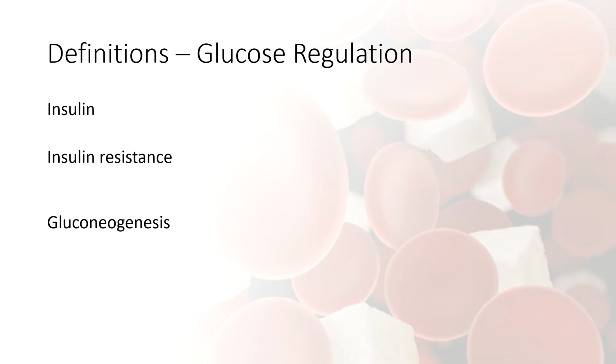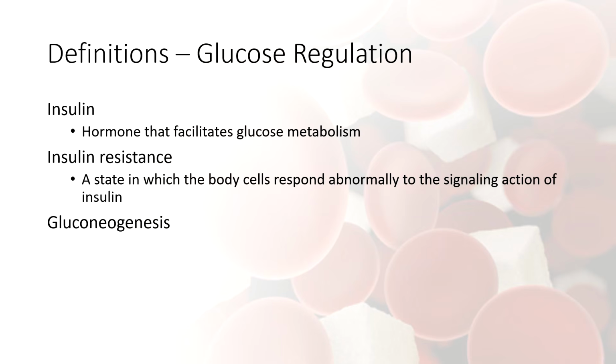Let's move on to a couple other ones. Insulin is the hormone that facilitates glucose metabolism. You're going to hear that all the time. You're going to hear about type 1 diabetics and how they need to have insulin all the time. We're going to talk about type 2 diabetics and the occasional need for them to have insulin to control their blood sugars, right? Insulin resistance is a state in which the body's cells respond abnormally to insulin.